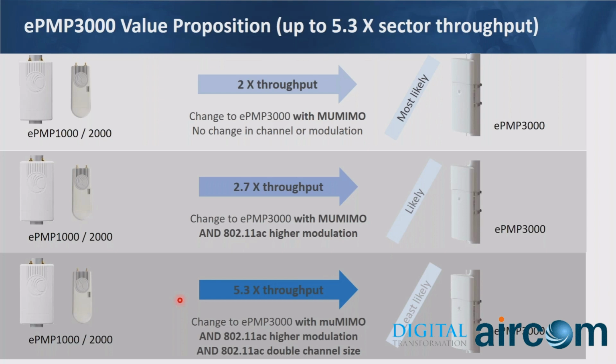And if you still remember the introductory slide of the evolution, I mentioned that the maximum capacity for ePMP 1000 and 2000 was 200 megabits per second, whereas ePMP 3000 is able to give you up to 1 gig. So you can see that if you do the simple math there, that is times 5 of your throughput.